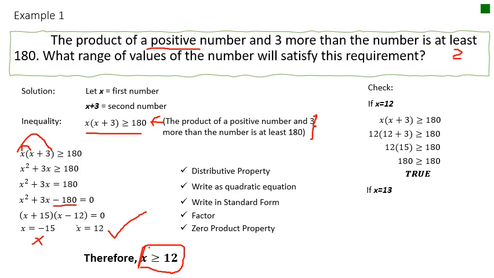And then check pa tayo ng isa, greater than naman kay 12, if x is 13. Ganyan din ulit. Substitute. 13 plus 3 ay 16. 12 times 16 is 208 is greater than or equal to 180 and it is also true. So, therefore, ganyan lang po siya. Okay, let's have another example.